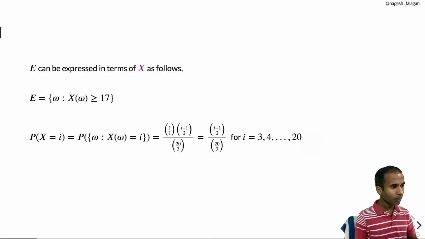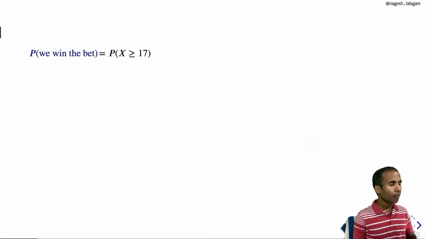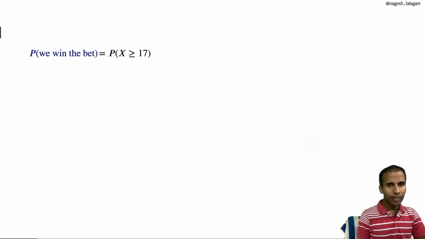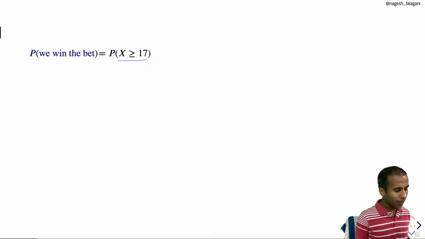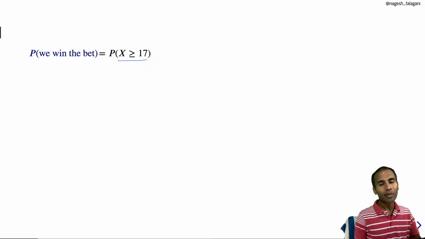Fine. Now, the probability of B winning the bet equals what? It is the probability of X greater than or equal to 17. Now, X greater than or equal to 17 can be described as a union of 4 mutually exclusive events because X may be 17 or 18 or 19 or 20. In these cases, we are going to win the bet.